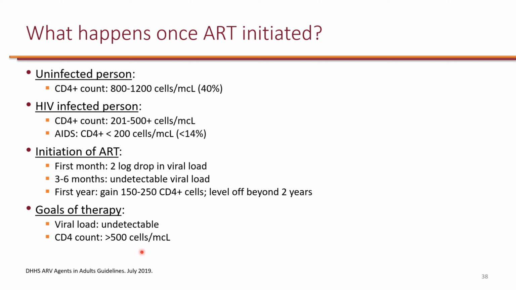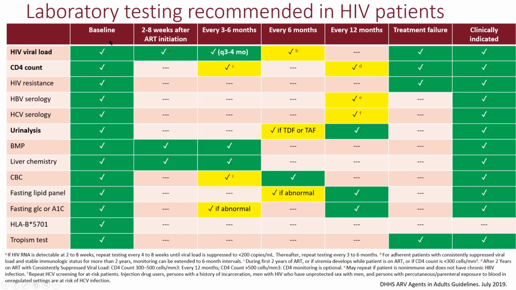Let's take a look at monitoring parameters for HIV. You can see, green means that you need to get this laboratory parameter for everyone. And yellow means that for some patients, you may also need to do that. So at baseline, before we start ART, we need to check a viral load and CD4 count. We also need to check HIV resistance to make sure the regimens that we choose initially are actually working, because there's a possibility that the patient can get a resistant strain from somebody else.